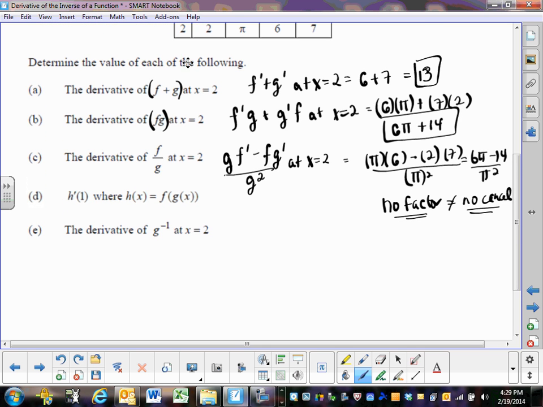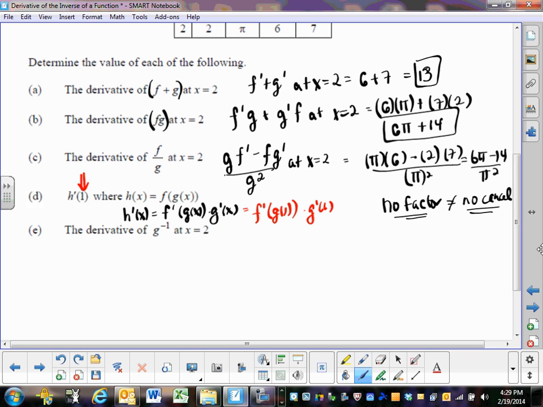The derivative of f times g. So the first one is really just going to be the derivative of f plus g is f prime plus g prime. Okay, so sum and difference are just normal. So at x equals 2 would mean that we had the value straight across here. F prime at 2 plus g prime at 2. So 6 plus 7 or 13.